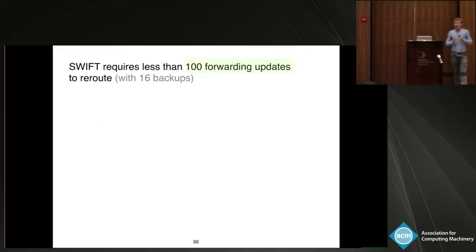So putting everything together now, we computed that Swift requires less than 100 forwarding updates to reroute the affected traffic towards an affected path. And here I am considering 16 backup next hops. And 100 forwarding entries is very fast. With current hardware, just 40 milliseconds are enough.